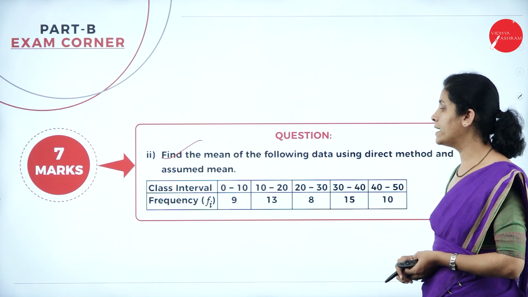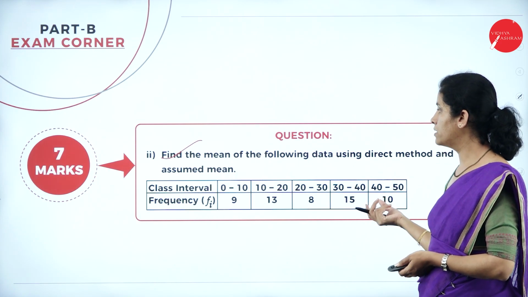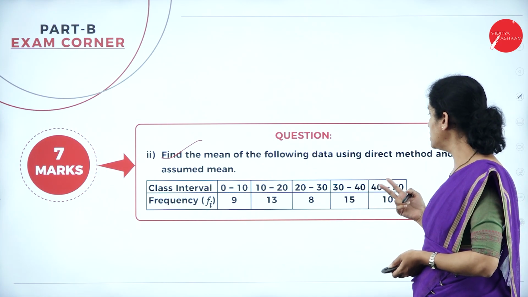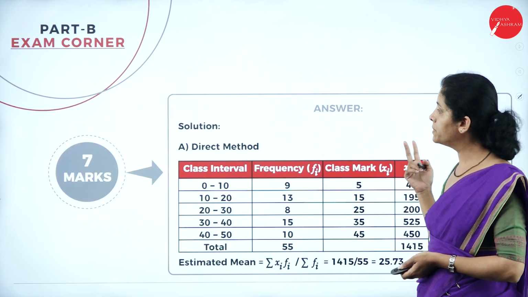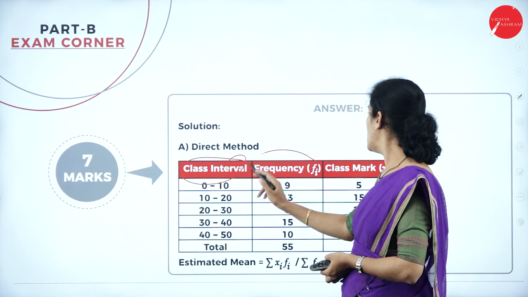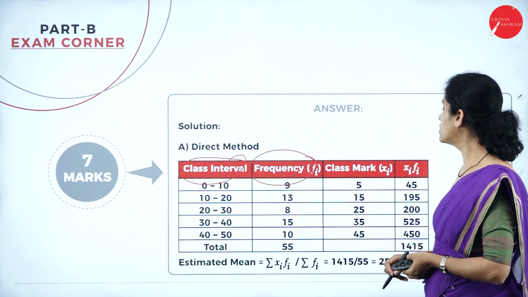Now, dear student, I'm going to have another question, that is, find the mean of the following data using direct method and assumed mean method. See here, these are the class intervals. For the single problem, I am using both methods, direct method and assumed mean method. I have the class interval and frequency. Then what about class marks?